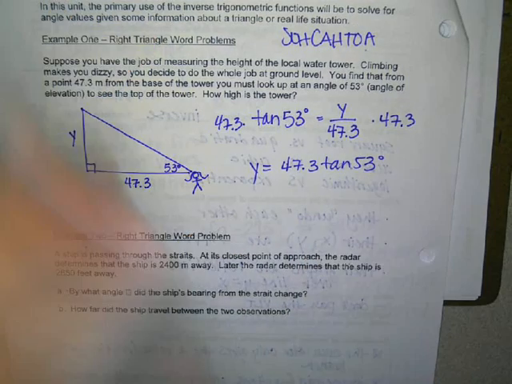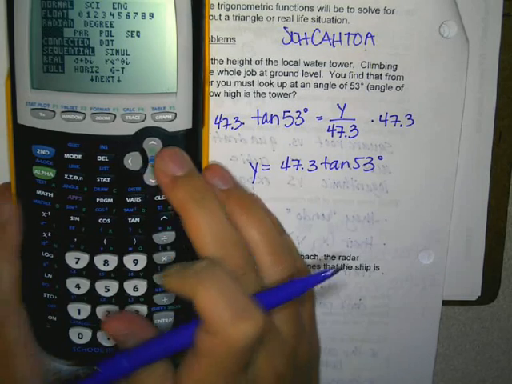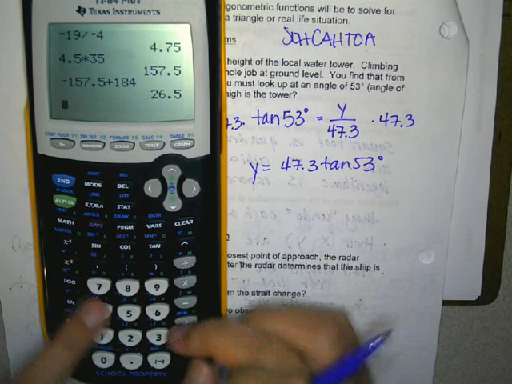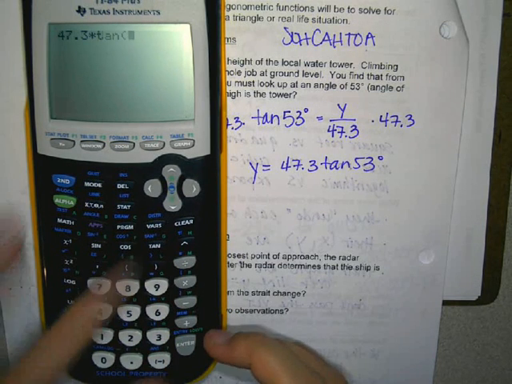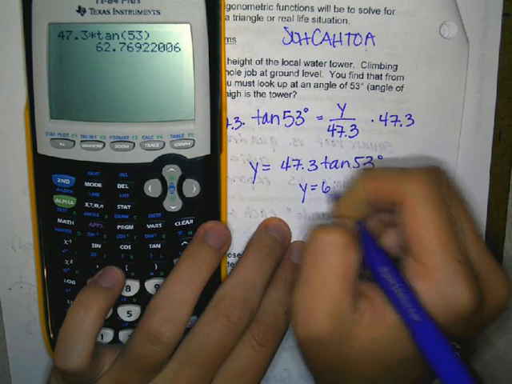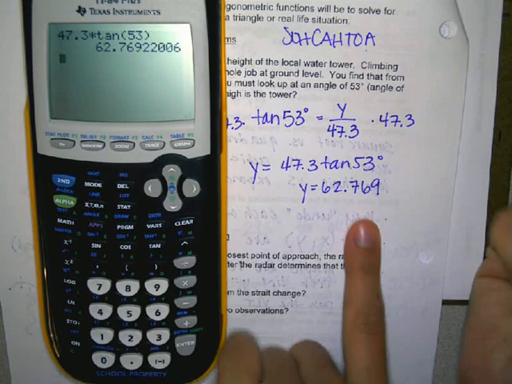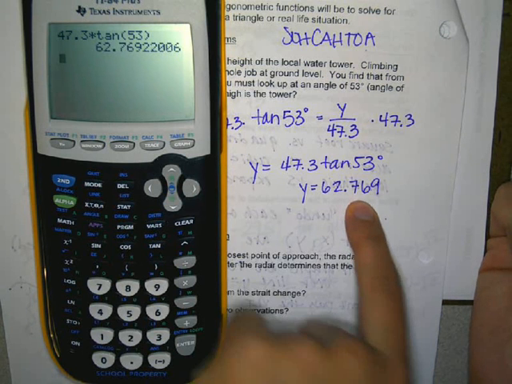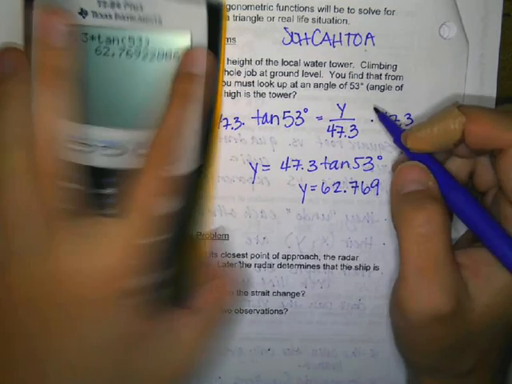And then I'm going to punch that out on my calculator. Make sure that your mode is in degrees, otherwise it's going to screw up your answer. I take 47.3 and multiply it by tangent of 53, and I get 62.76. Now, I haven't said this yet, but make sure you always go to 3 decimal places. That's what they require in the AP exam, so we're going to get into a good habit of it. And we're looking at meters.